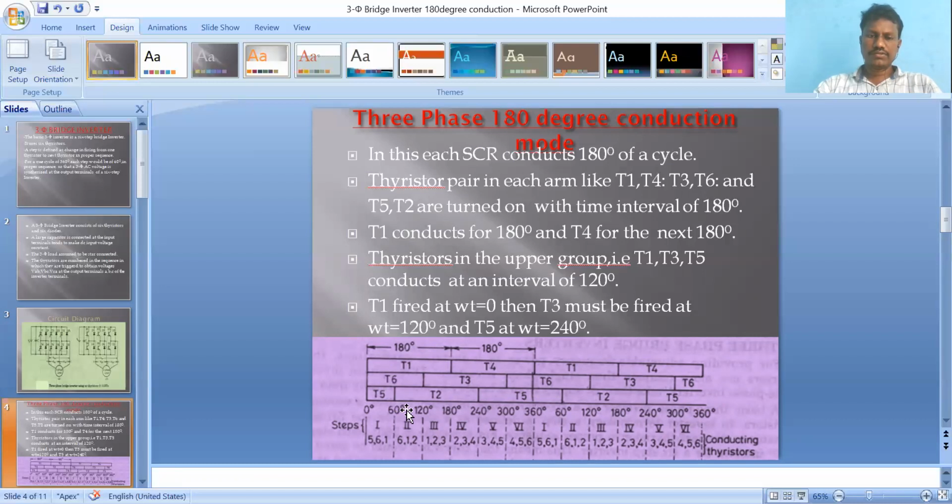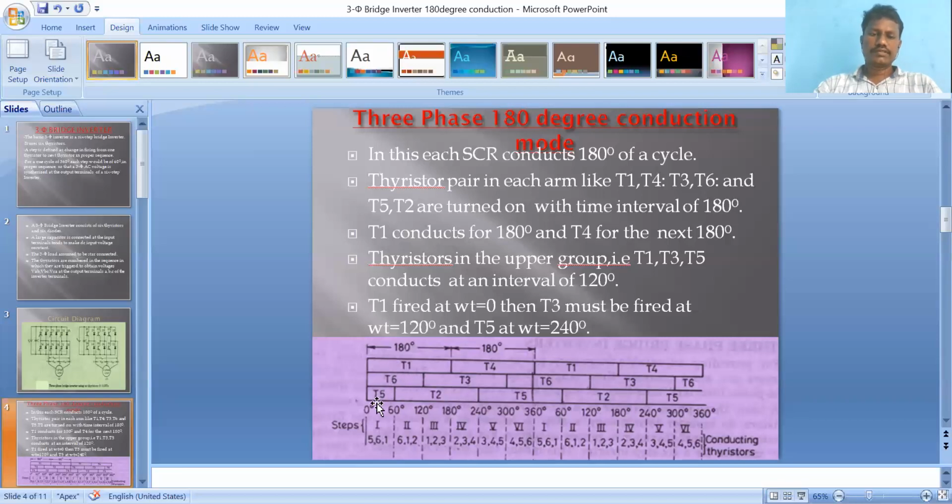Suppose you take 60 to 120: T1, T6, T2. So T1 is upper group, T6, T2 lower group. That's why I'm saying that if you take any interval of time, one from the upper group and two from the lower group, or one from the lower group and two from the upper group of thyristors will be triggered. So like that, the thyristor conduction will be considered.